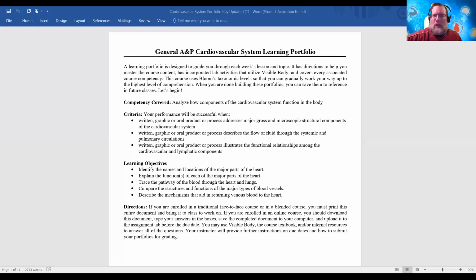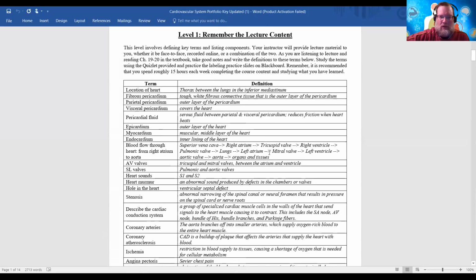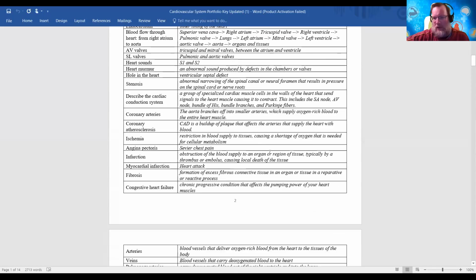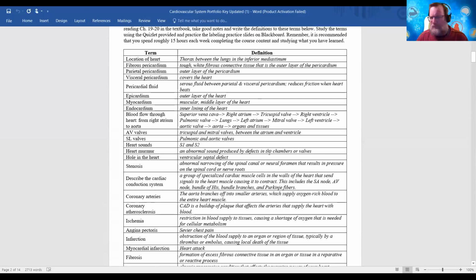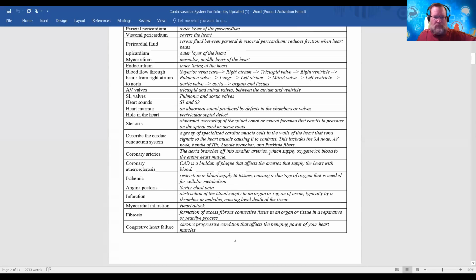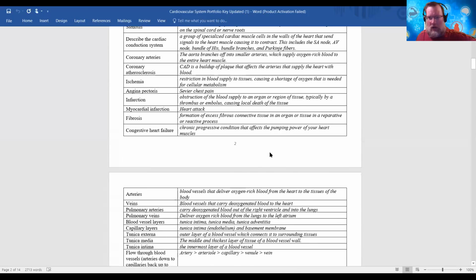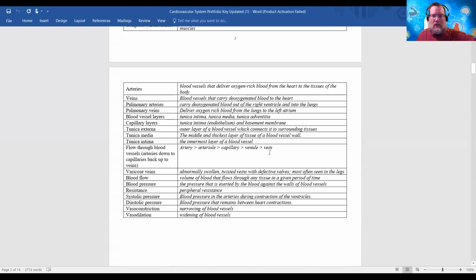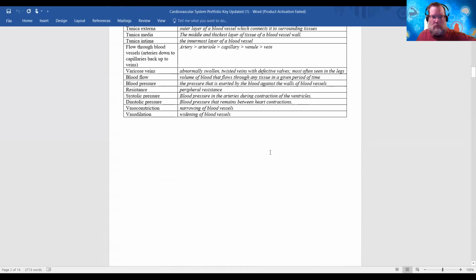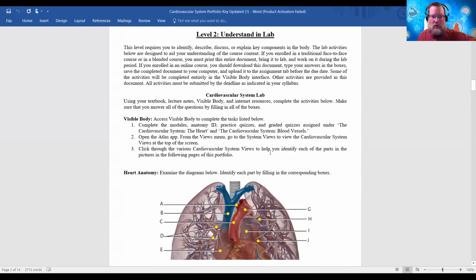All right. So again, we're going to go through two different keys, even though it's one portfolio assignment. As I said a few minutes ago, some of these terms aren't in your batch because we didn't need to go through certain things with the heart, with conduction, and a few other things. But for the most part, I think these are pretty straightforward.